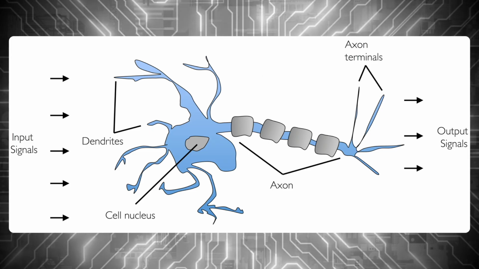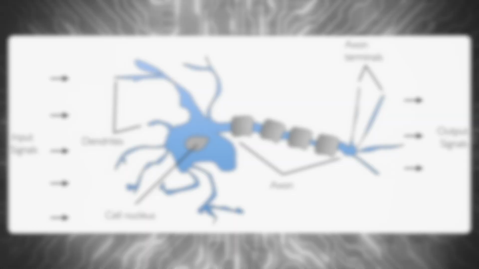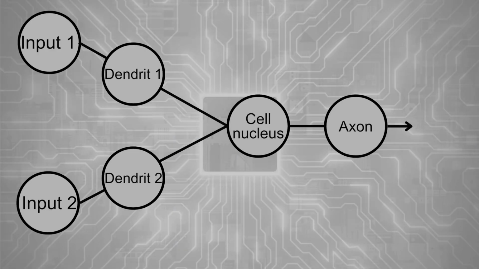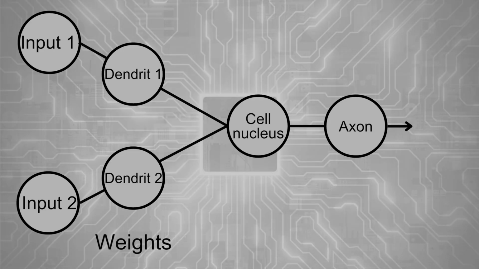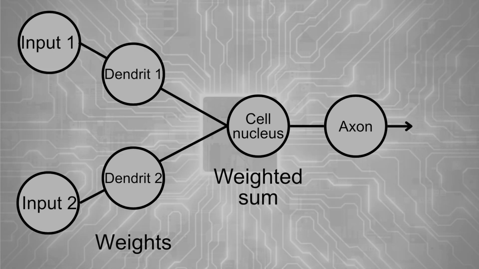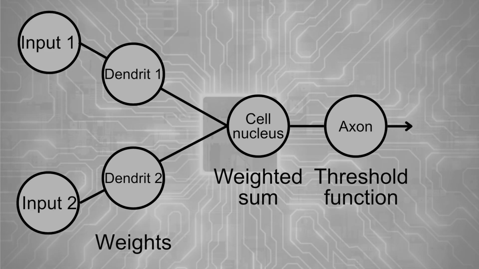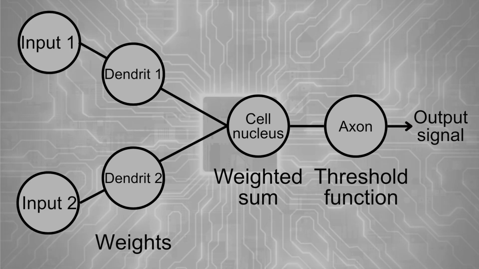So let's move from biology to mathematics. Input signals become numerical inputs. Dendrite thickness becomes weights, numbers that control importance. The cell body becomes a weighted sum, or so-called total activation. Axon becomes the threshold function, and the axon terminals pass the output. This is a perceptron schema. And just like the brain adjusts dendrite thickness, a perceptron adjusts its weights.